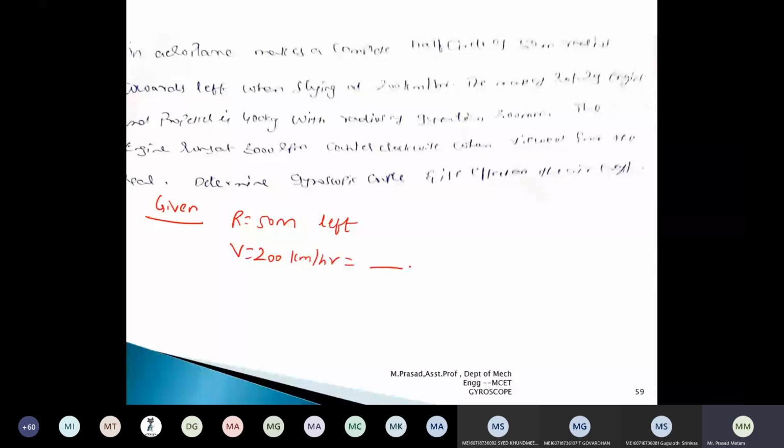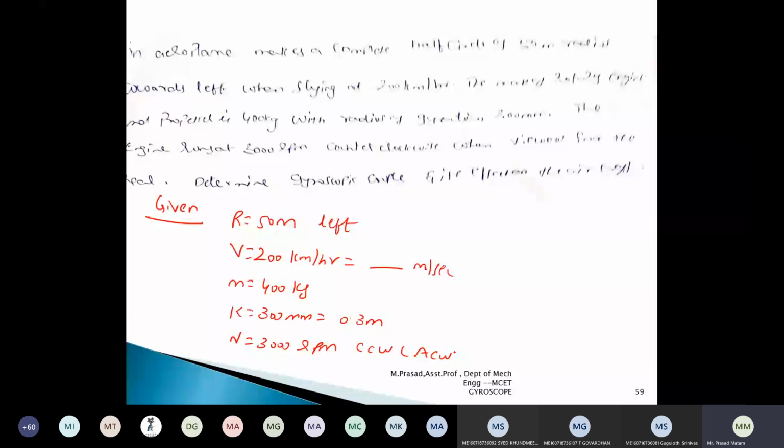Give me the answer. The mass of rotor engine and propeller is m equals 400 kg with radius of gyration k equals 300 mm, that is 0.3 meter. Engine runs at a speed n equals 3000 rpm, counterclockwise. So I'm writing CCW, that is counterclockwise, nothing but anti-clockwise direction.